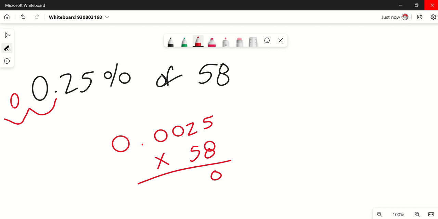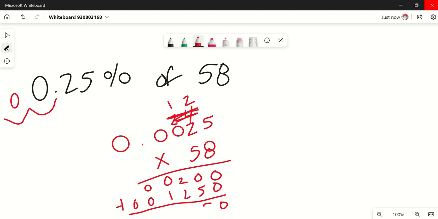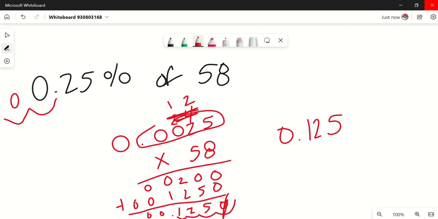8 times 5 is 40. Carry the 4. 8 times 2 is 16. Plus the 4 will be 20. 8 times 0 will be 0. Plus the 2 will be 2. 8 times 0 again, and 8 times 0 again. Placeholder 0. 5 times 5 is 25. 5 times 2 is 10. Plus the 2 will be 12. 5 times 0 plus 1 will be 1. 5 times 0, 5 times 0. 0, 5, 2, 1, 0, 0. 4 numbers after a decimal: 1, 2, 3, 4. My answer will be 0.125, and then the 0 at the end fades off.